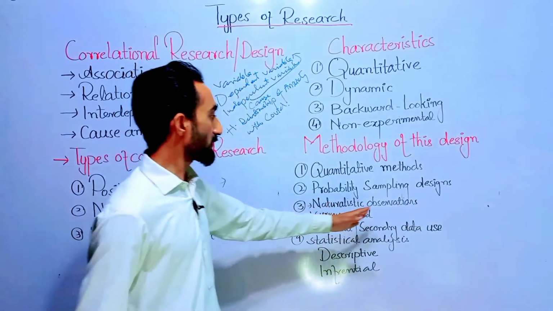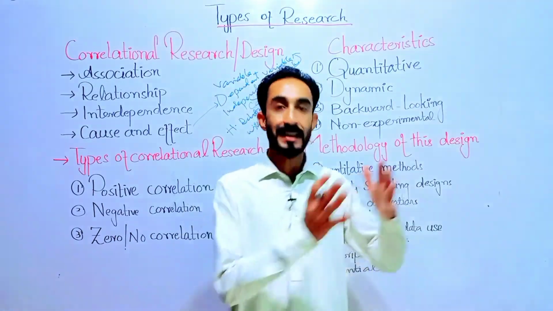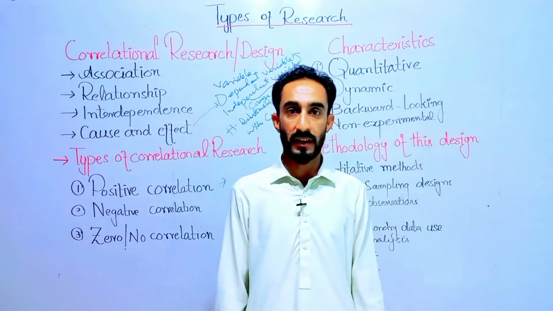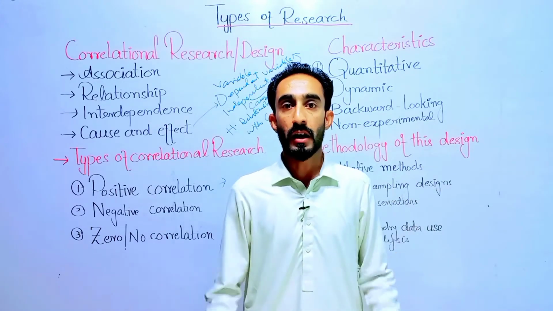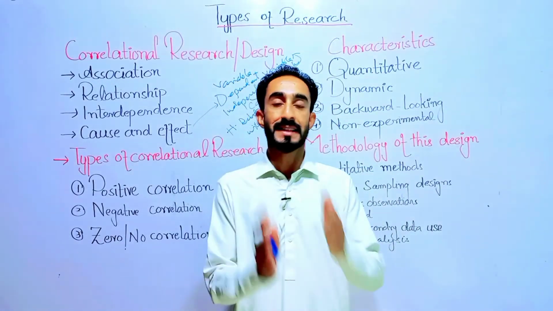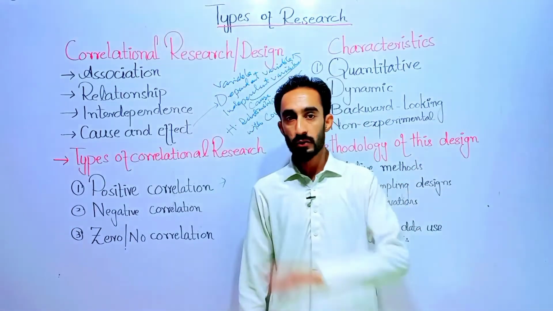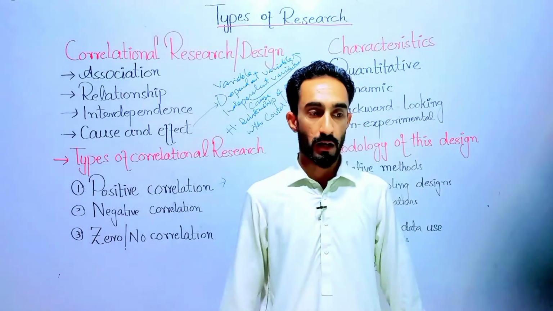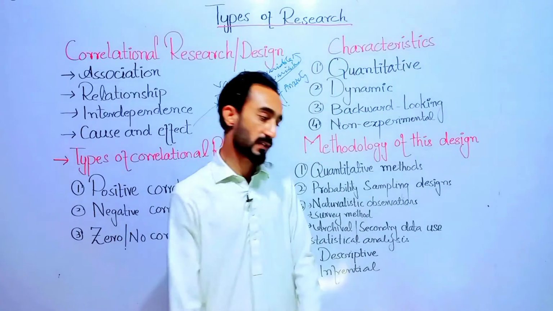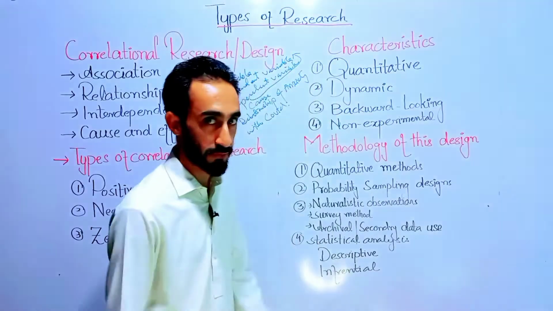There is naturalistic observation. Naturalistic observation means we see things as they appear, as they exist in natural settings, without our intervention or subjective analysis. We see things as they are. Another one is the survey method. We do a survey on a specific topic in the form of structured or unstructured questions, a list of questions given in the form of a questionnaire or interview schedule.